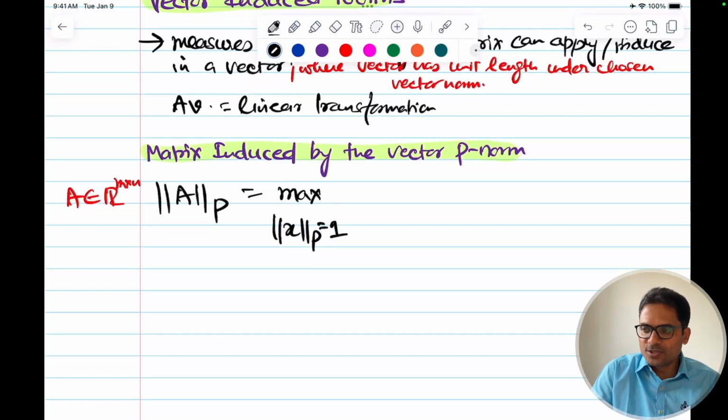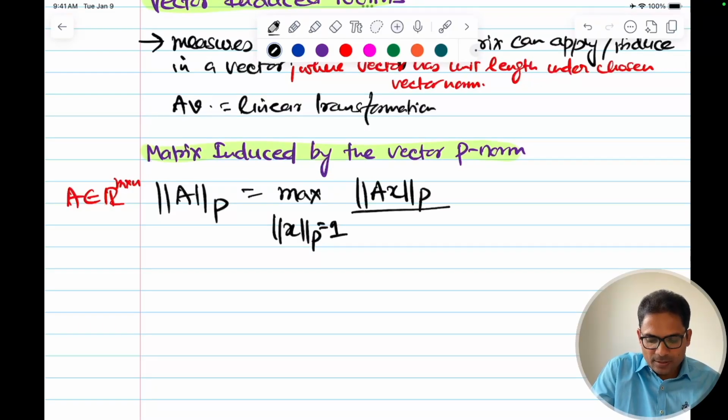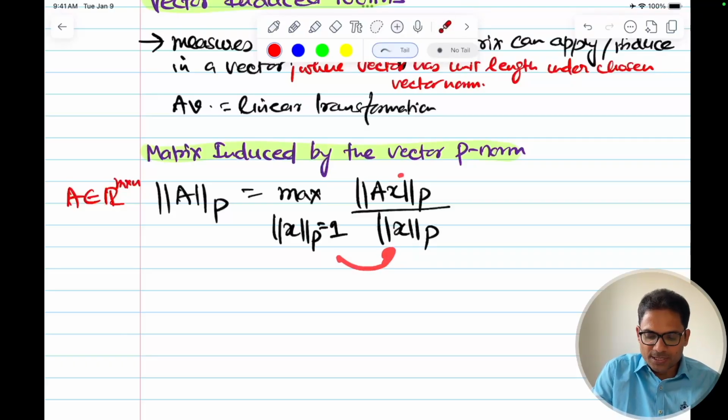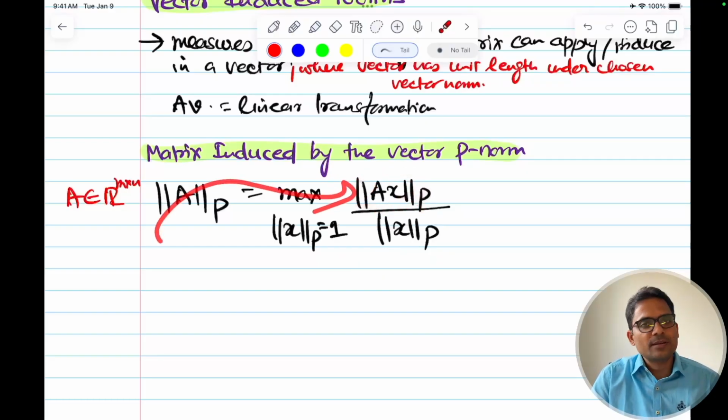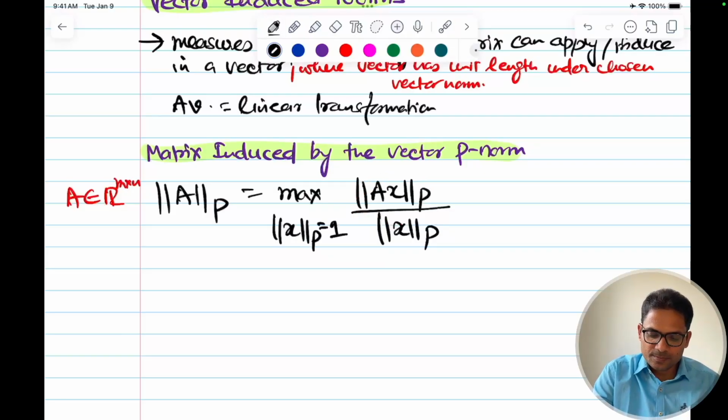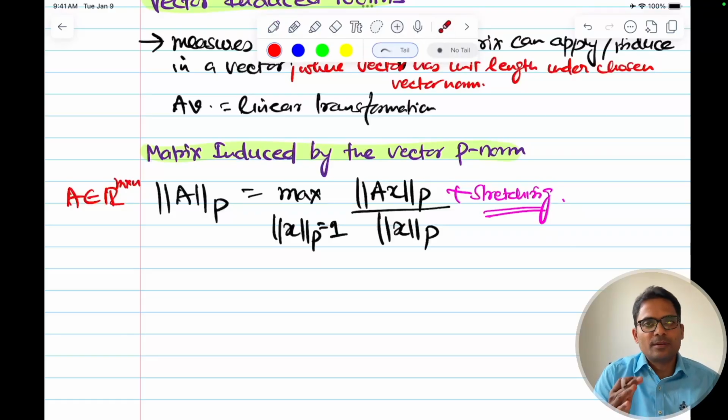And then what do we measure? We measure the stretching under the Pth norm, the norm of Ax. So this will be 1, and we'll measure the stretching here under the Pth norm. This will measure the magnitude of stretching, so that is also a quality of a matrix.